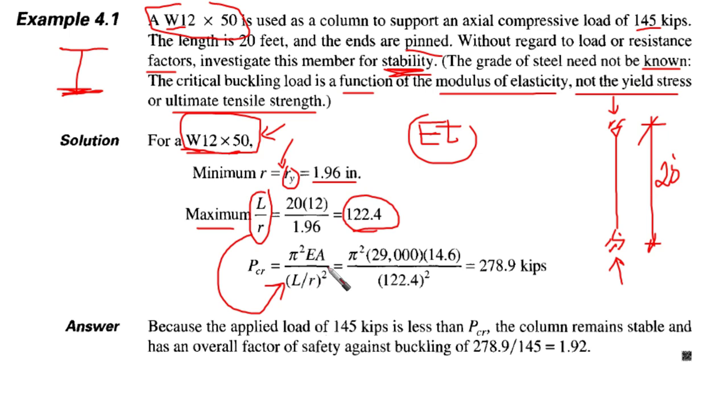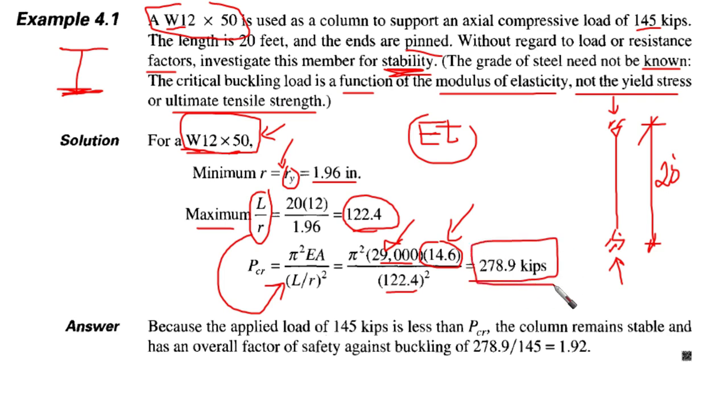This means that we are going to put 122.4 in the denominator and 29,000 in the numerator. This is constant for all types of steel. No need to know the type or the grade of steel. It's constant. And then the area is 14.6. We're talking about this wide flange, so please stop the video and check this value from the manual. Then you're going to find this P_cr.